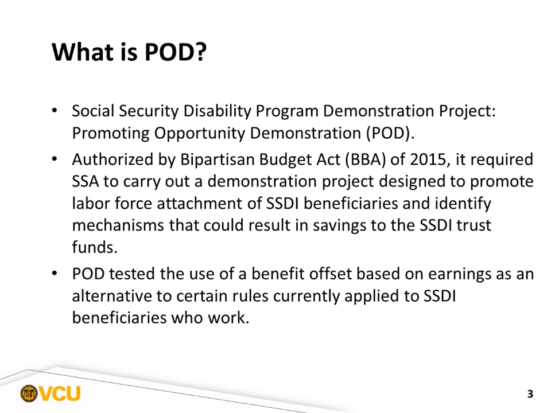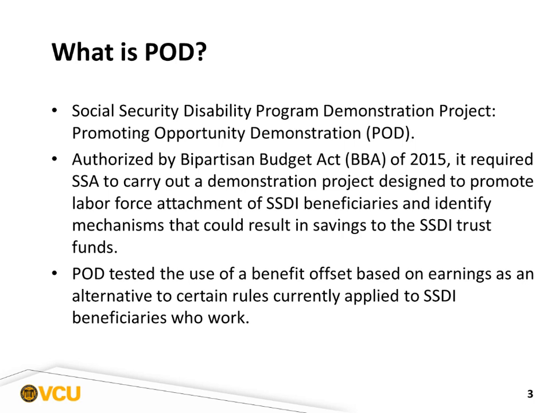The idea here is to see if we implement this kind of offset program, where the benefits are decreased gradually over time, does that encourage beneficiaries to go to work who might otherwise not do so? And for those who would go to work, does it encourage those individuals to earn more and perhaps to generate some savings to the trust fund? So this particular demonstration program, POD, is testing the use of a benefit offset based on earnings as an alternative to certain rules currently applied to the Title II disability beneficiaries who work.